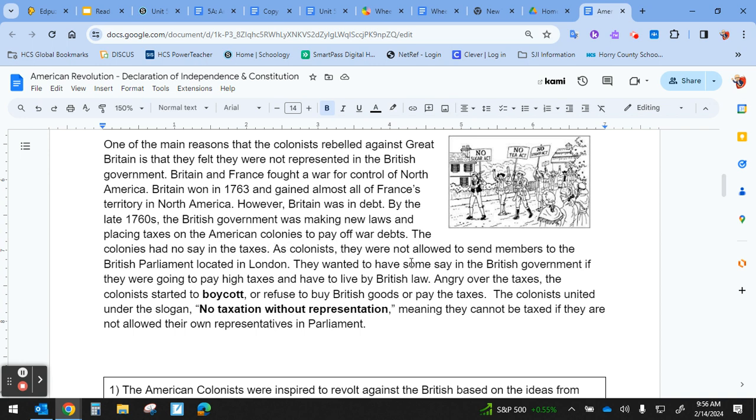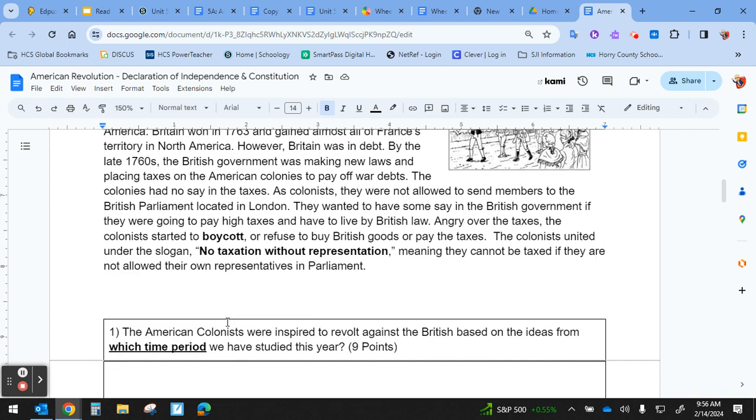As colonists, they were not allowed to send members to the British Parliament located in London. They wanted to have some say in the British government if they were going to pay high taxes and have to live by British law. Angry over the taxes, the colonists started a boycott, or refused to buy British goods or pay the taxes. The colonists united under the slogan, "No taxation without representation," meaning they cannot be taxed if they are not allowed their own representatives in Parliament.